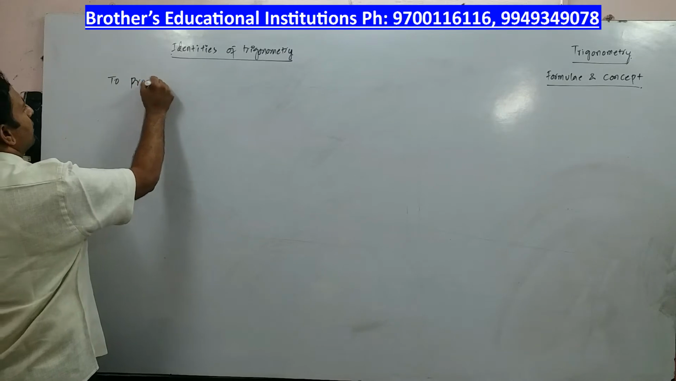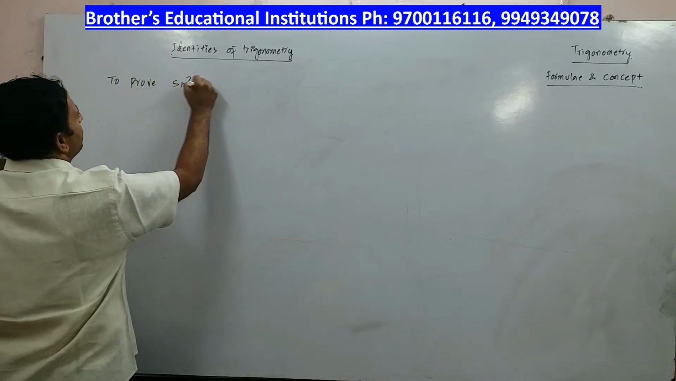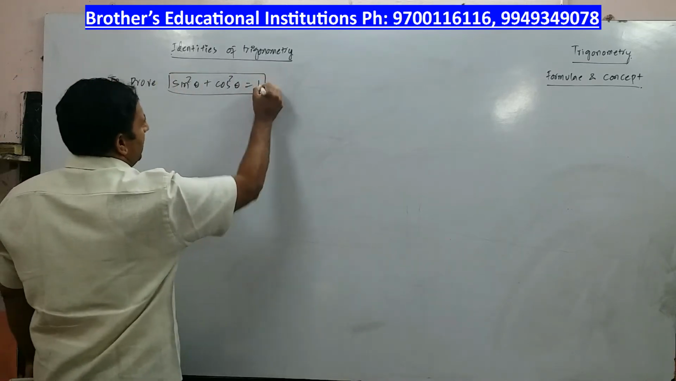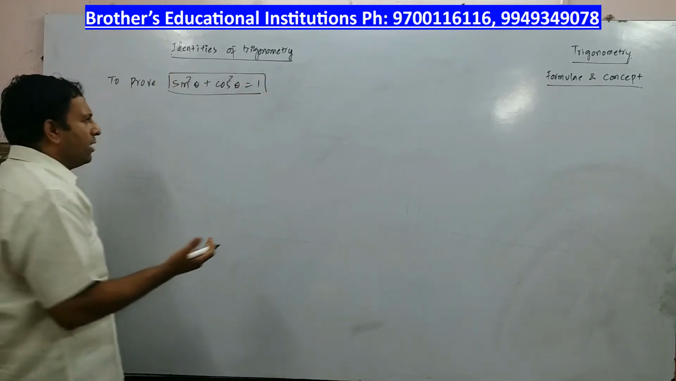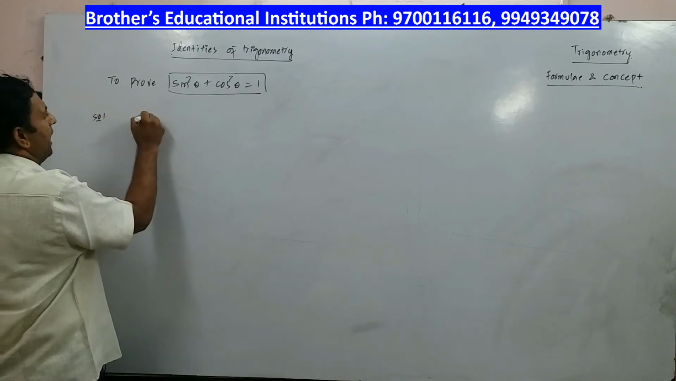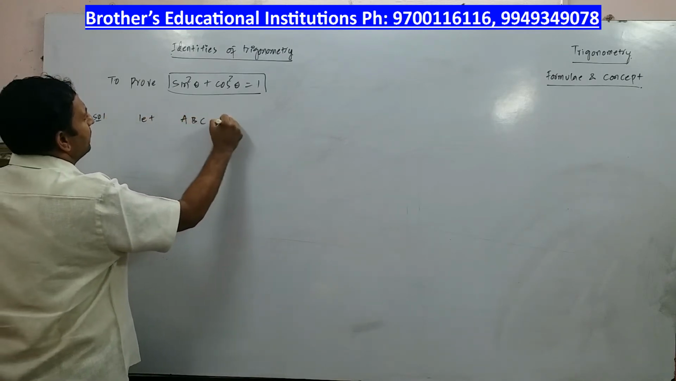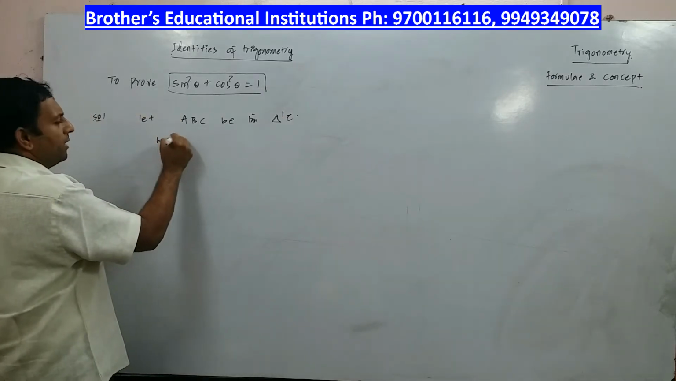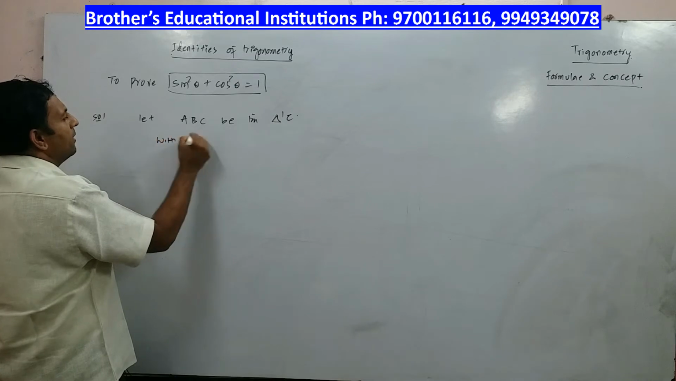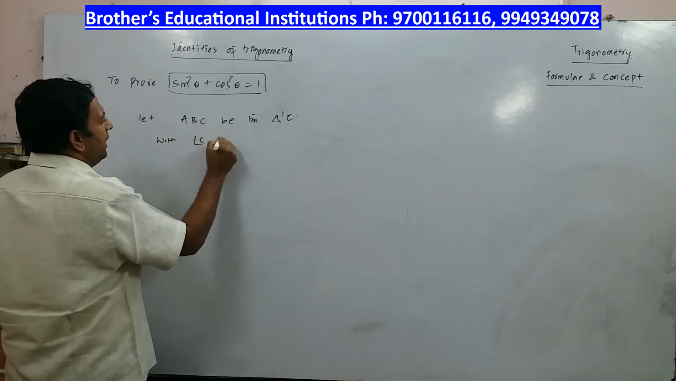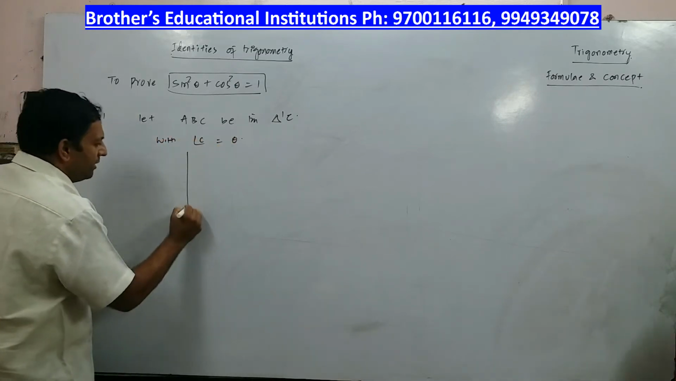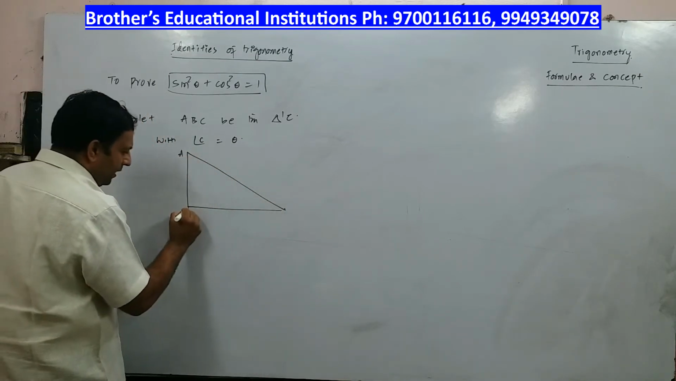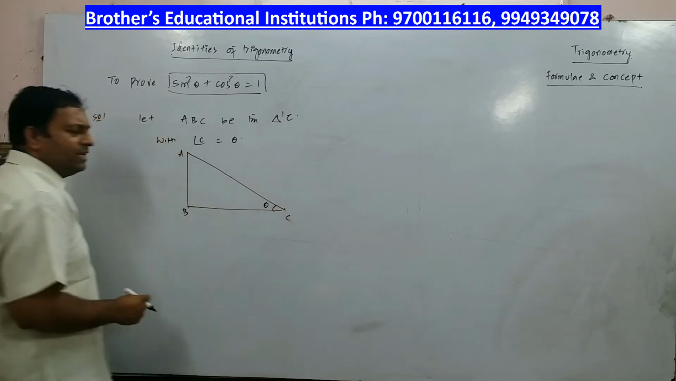Yes children, to prove sine square theta plus cos square theta is equal to 1. Now how do you prove that? I am proving the first identity. In a similar fashion, the other identities can also be proved. Now what will I do is, let ABC be the triangle, with angle C equal to theta. So I will take this as triangle ABC, and this angle I am taking as theta.